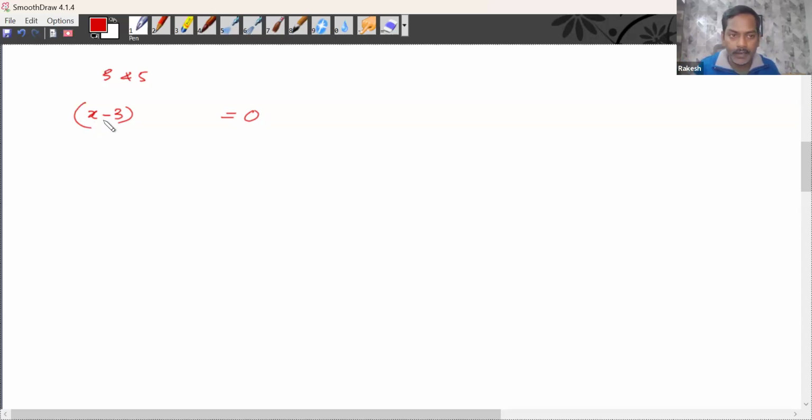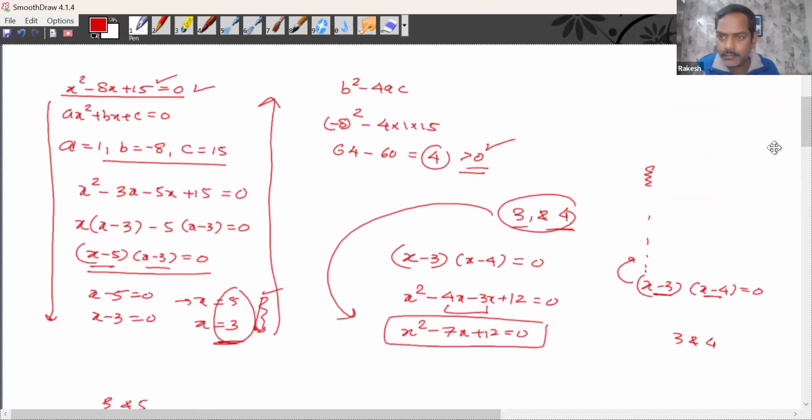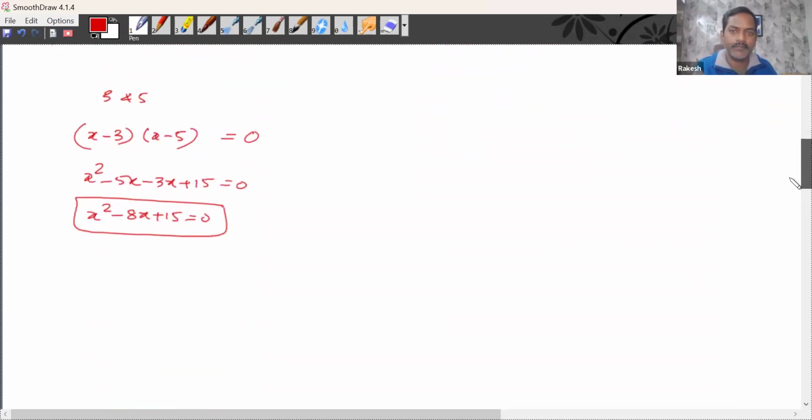So I should be taking a factor x minus 3. You can just see that the moment you put the value of x here to be 3, 3 minus 3 will make it 0. The same logic we can apply for 5. So the factor should be this. Then open it. So x square minus 5x minus 3x plus 15 is equal to 0. And collecting the like terms, we'll be getting this. I think that was the equation. You can see. Right? So this is how we can generate the equation if the roots are given.